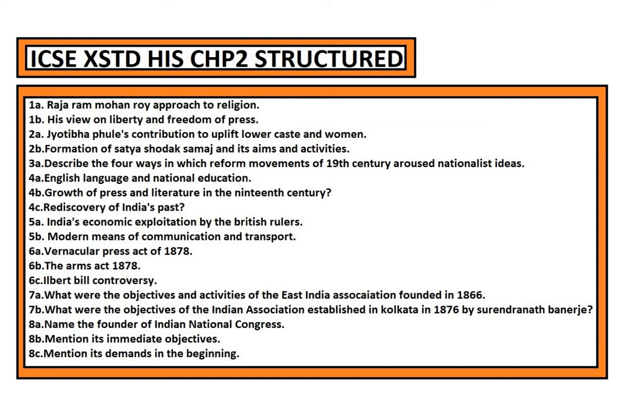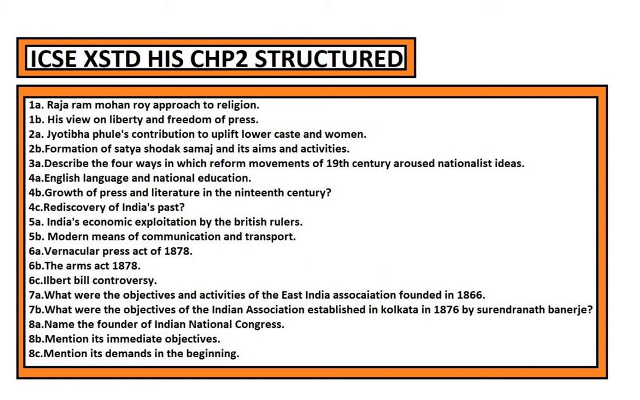Formation of Satyashodhak Samaj and its aims and activities. Jyotiba Phule founded Satyashodhak Samaj on 24 September 1873. The society endeavored to mitigate the distress and suffering of Dalits, women and common people. So Jyotiba Phule conceived of a society based on justice, liberty, equality and fraternity.